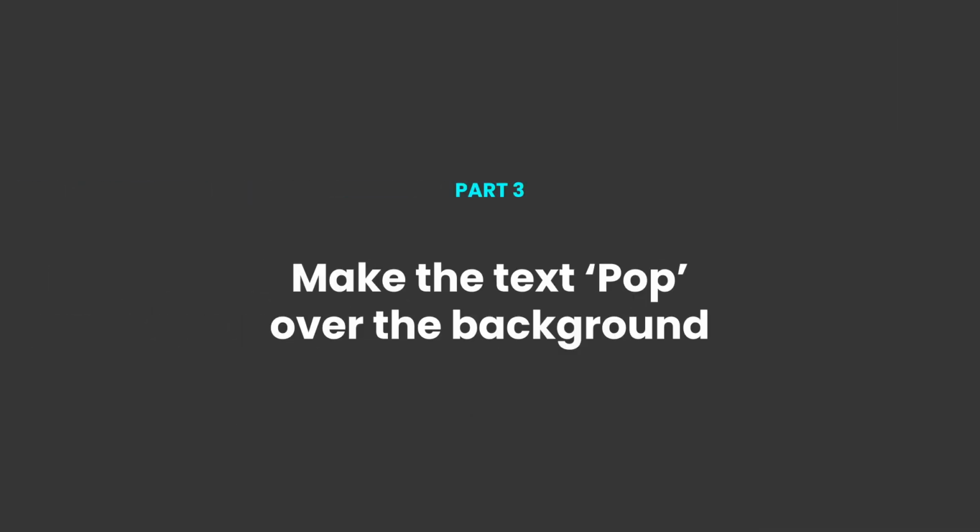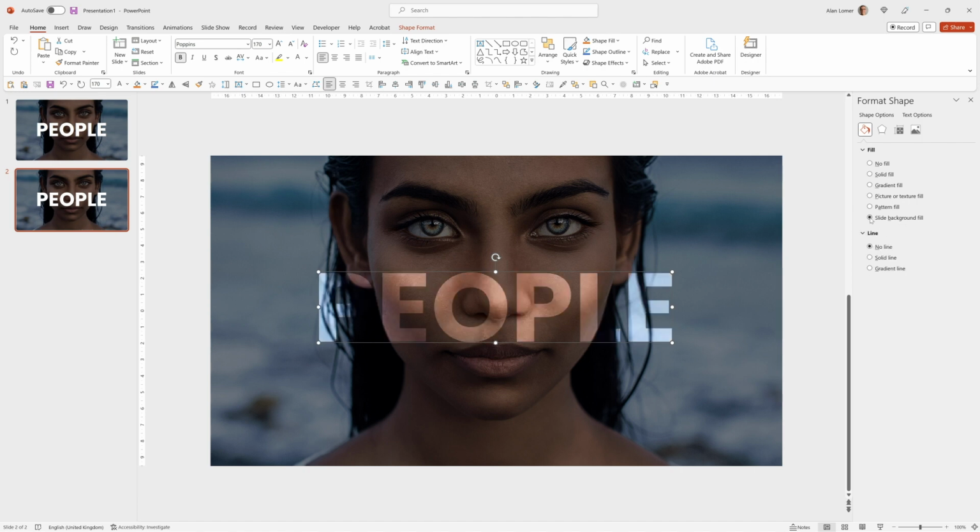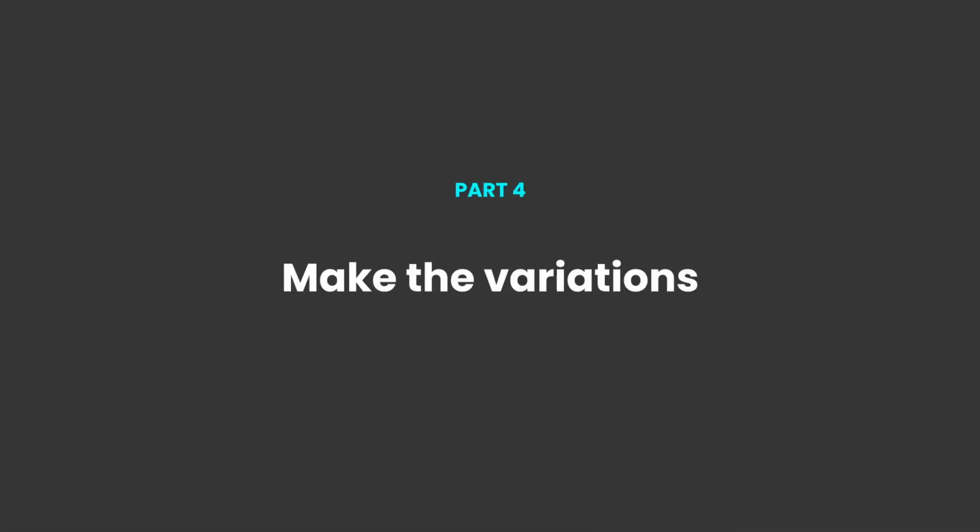So here, the magic happens when you go to the fill options, and you can choose any color, gradient or picture here, but you can also choose slide background fill. And because we set this photo as our background, as soon as you click this, you get this really nice effect. That looks great, but we can also add some animation if we want to go from the full color image to this nice text effect. But first, let's make some very quick variations to the text and the image.